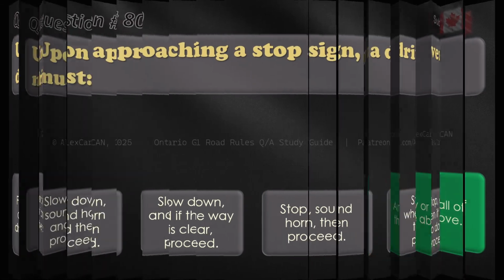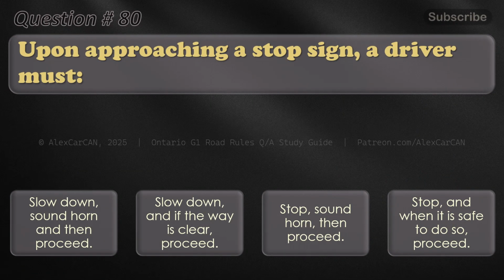Question number 80. Upon approaching a stop sign, a driver must slow down, sound horn and then proceed. Slow down, and if the way is clear, proceed. Stop, sound horn, then proceed. Stop, and when it is safe to do so, proceed. The correct answer is stop, and when it is safe to do so, proceed.